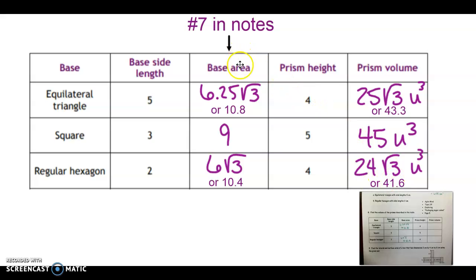So remember, base areas is always square units, but we're multiplying it by another dimension. And so when we get our volume answers, those answers will always be in cubic units. So like centimeters cubed, feet cubed, miles cubed, etc.